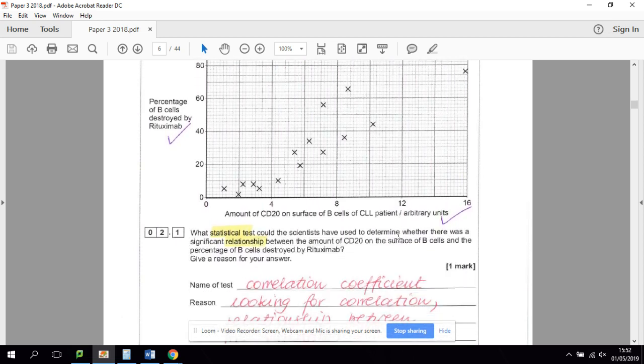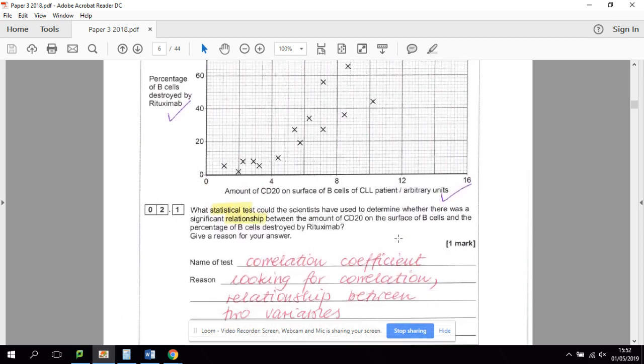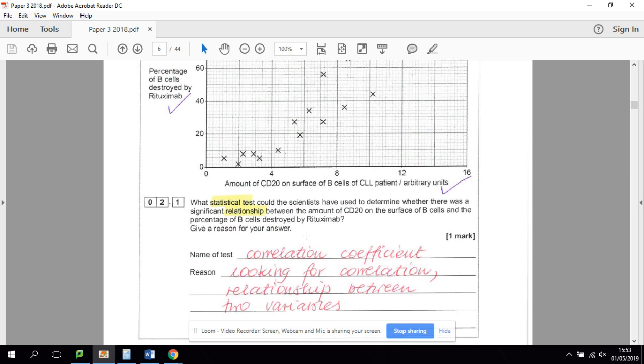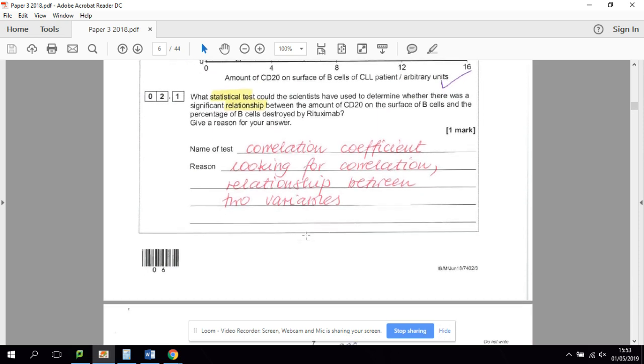So then the question is, what statistical test could be used? You need to give the reason for your answer, and they even use the word relationship, so identify what is the test. The name of the test is correlation coefficient. We can choose between chi-square test, t-test, or correlation. Of course, if you're talking about relationship, it's a correlation, and that's the reason, because you're looking for the relationship between the variables. So that's quite a nice question.